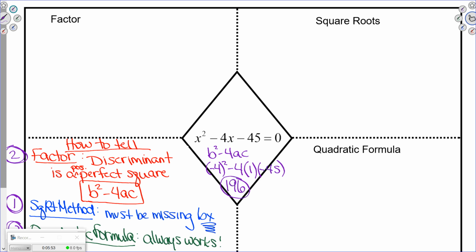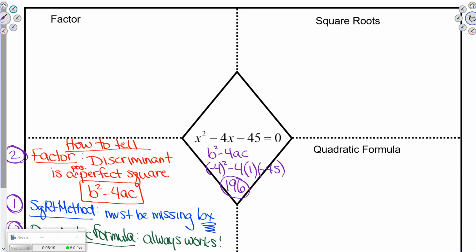Oh, it's not? Oh, sorry. My thing must have flipped and I didn't notice it. Sorry. We'll go back to the first page. My bad. Is 196 a perfect square? Grab your calculator. Type in square root of 196. Is it pretty? It's 14. Okay, so since that is a positive perfect square, that means that problem will factor. Okay, so that's how you can tell.